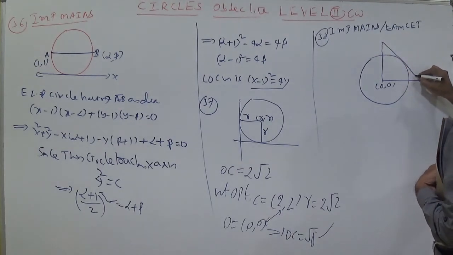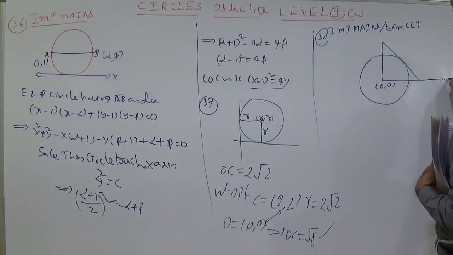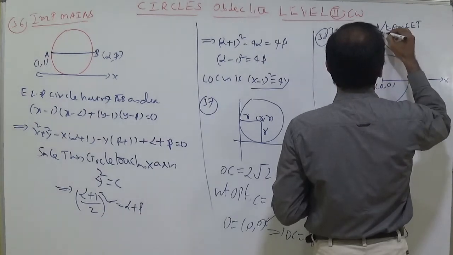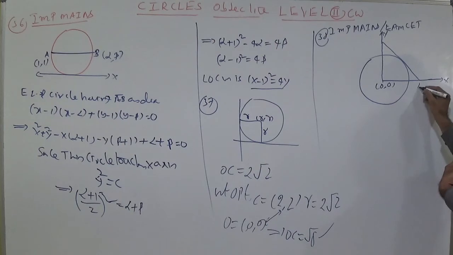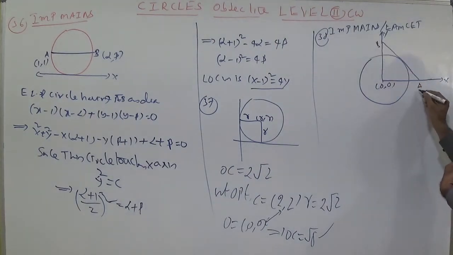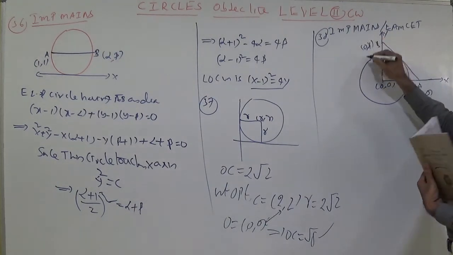Here he is giving the condition that a tangent meets the coordinate axes. Put this as the x-axis and this as the y-axis. A tangent meets the x-axis at capital A and the y-axis at capital B, at (x1, 0) and here it is (0, y1).